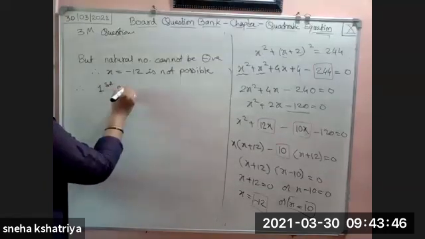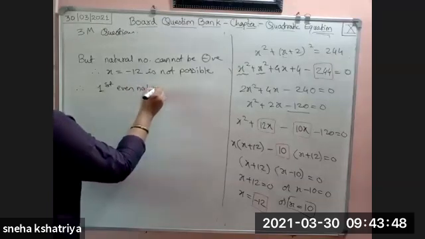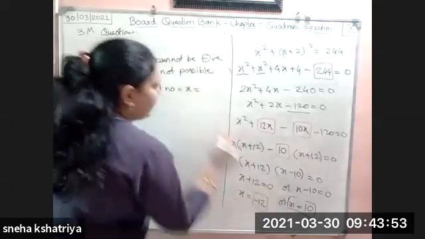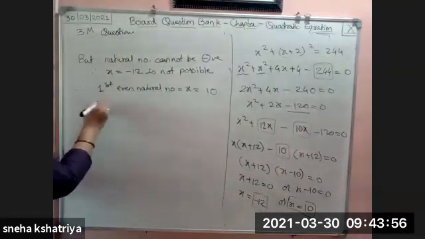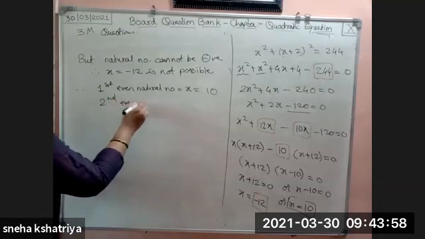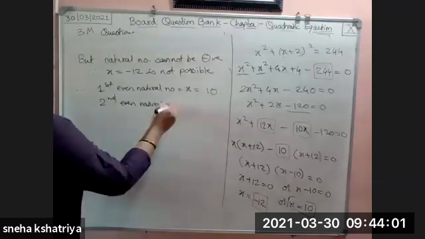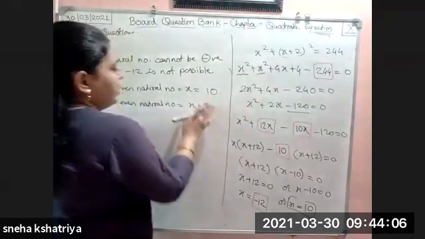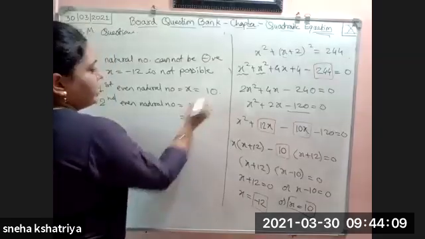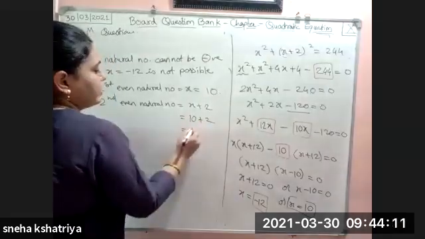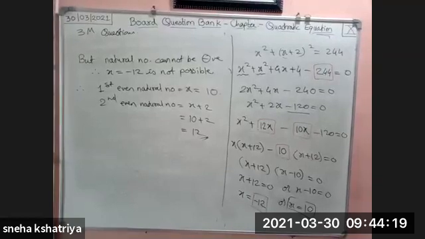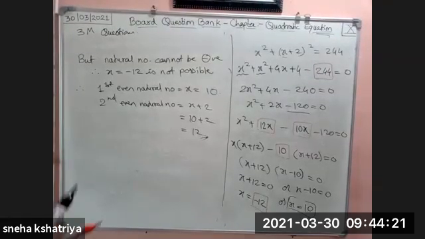First, even natural number which is equal to x, which we have considered that x is equal to 10 we will get. And second, even natural number which is equal to x plus 2. We have considered here the second even natural number as x plus 2. Then we will get x value is 10, 10 plus 2 which is equal to 12. So this completes the answer. X plus 2. The second even natural number we get as 12.